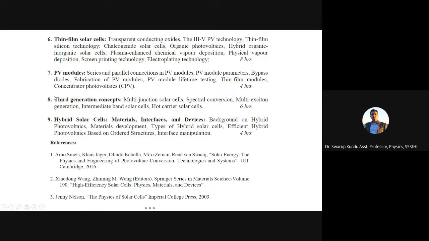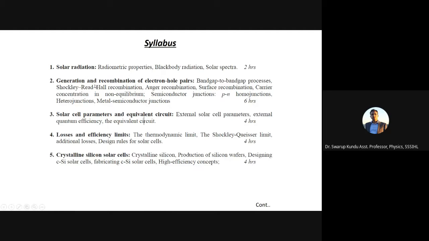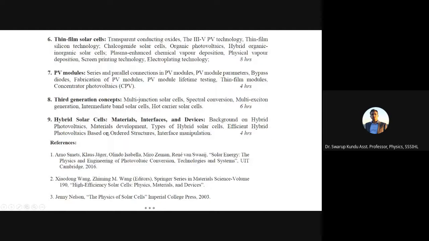understand that. And then the third generation concept, which is right now going on. So in this third generation, there are different concepts like multi-junction solar cells, and there are a few concepts we'll understand one by one as we go on in this course. And then hybrid solar cells are also there in this course. So it covers almost everything, starting from the scratch of the solar cell to the technology you're using now, or the research going on in this field.